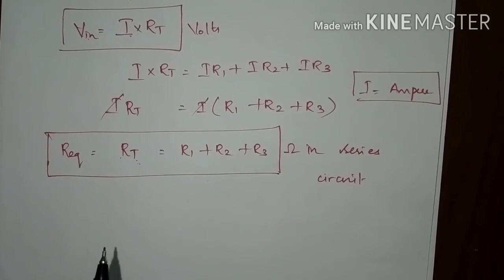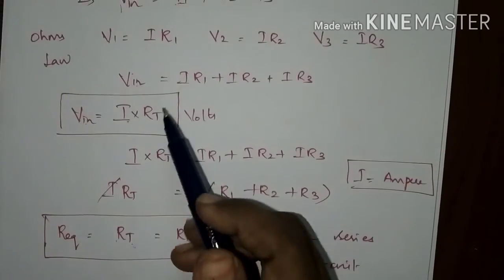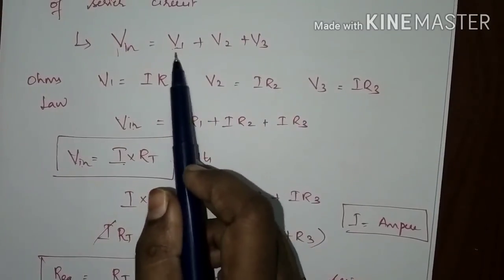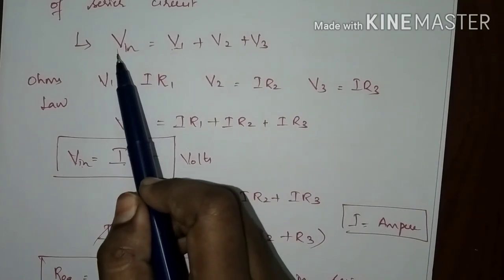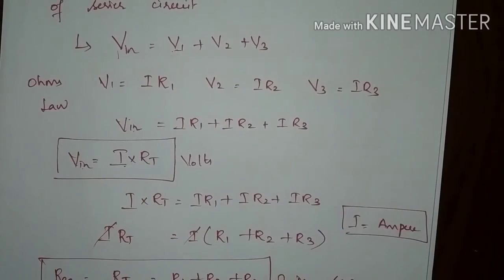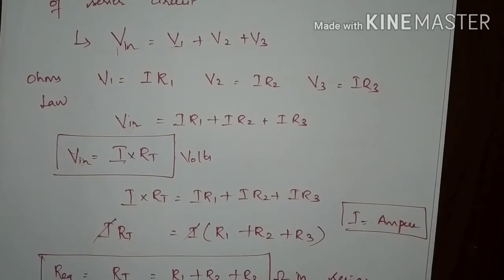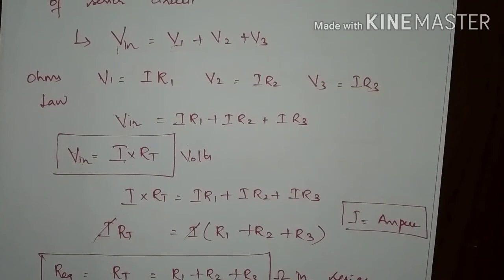In the series circuit, the voltage would differ, but the input supply voltage would be the sum of the potential differences present in the circuit. V in would be equal to the sum of the voltage drops occurring in the elements present in the circuit. So V in would be equal to V1 plus V2 plus V3. So this is a series circuit.